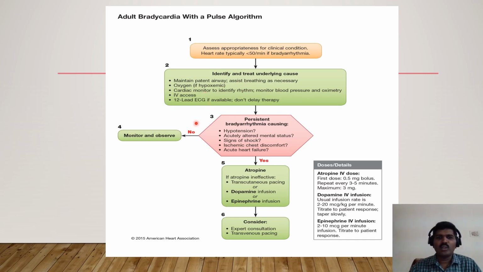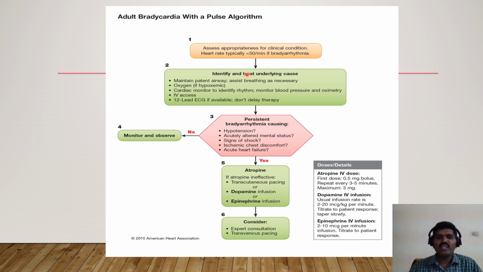Supplement oxygen if the patient is hypoxemic. Connect to the cardiac monitor to identify the rhythm. Monitor blood pressure and oximetry and try to normalize them. Obtain IV access early in the course of the disease. A 12-lead ECG can be done if time permits. Don't delay therapy for getting a 12-lead ECG done.